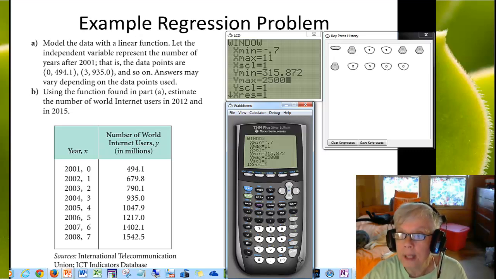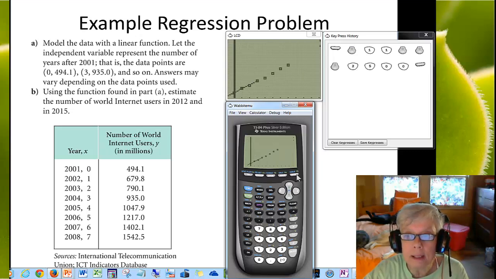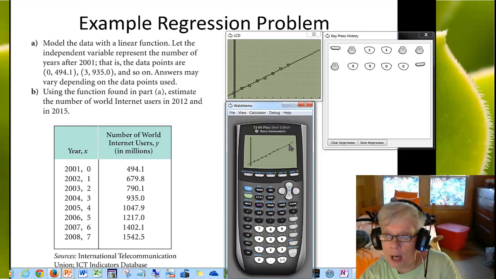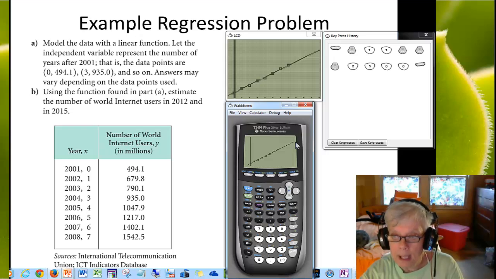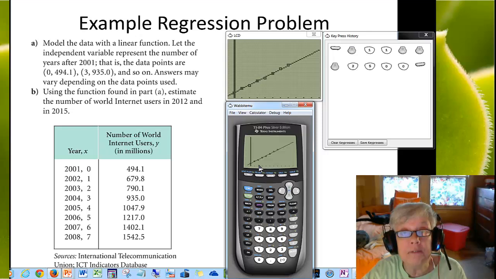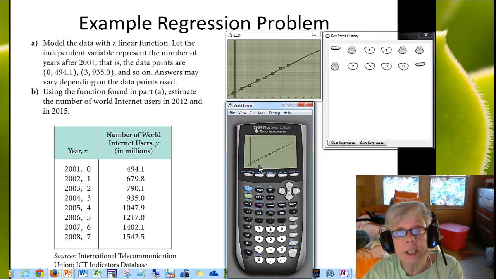Now, I'm going to hit graph again. See, we've continued to the right, and we've continued on up. And what I'm going to do is find out if X is 11, what is Y? If the year is year 11, which is 2012, what are the number of internet users?